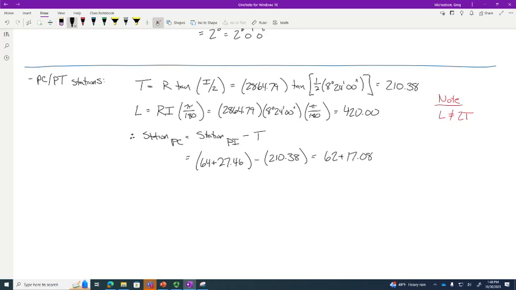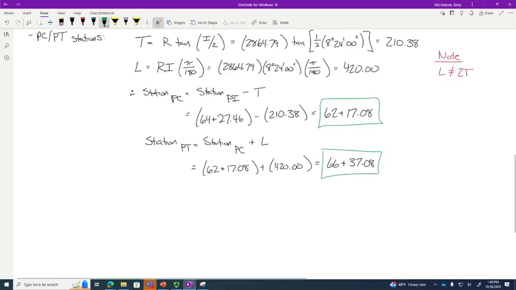All right, and then for station PT, it's going to be station PC plus L. So take that value plus 420. There we go.